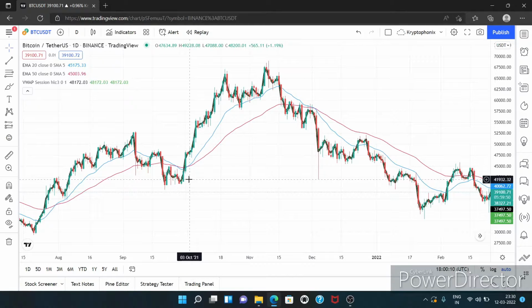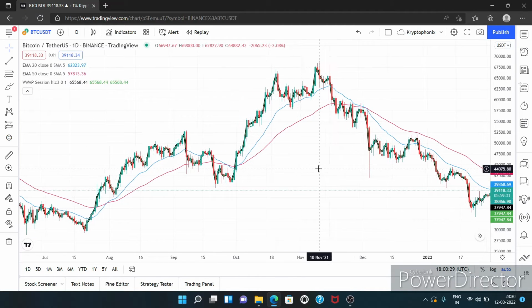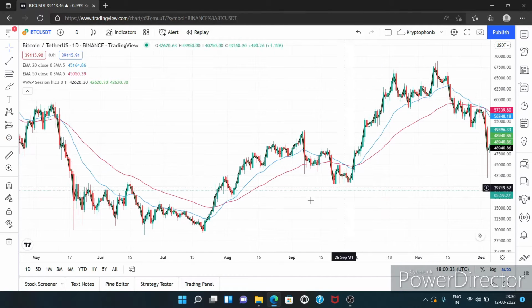So, what are the conditions that need to be fulfilled? If a bullish crossover is being formed, the VWAP should be below the price, and if a bearish crossover is being formed, the price should be below the VWAP. Okay, we will be further backtesting this strategy to find out if this works.